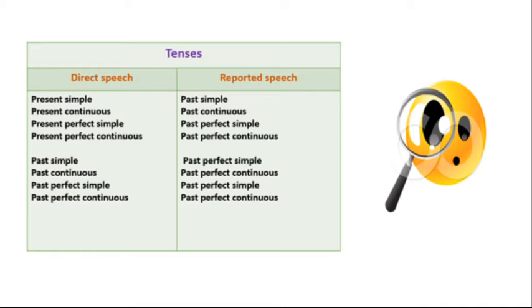So the easiest way to remember the changes that occur concerning tenses, more particularly when dealing with reported speech, is easy to memorize. The first part: present becomes past, whatever the form is. Second, the past simple and past continuous, we add the perfect to both of them. And past perfect simple and past perfect continuous, we keep them as they are. We make no changes.